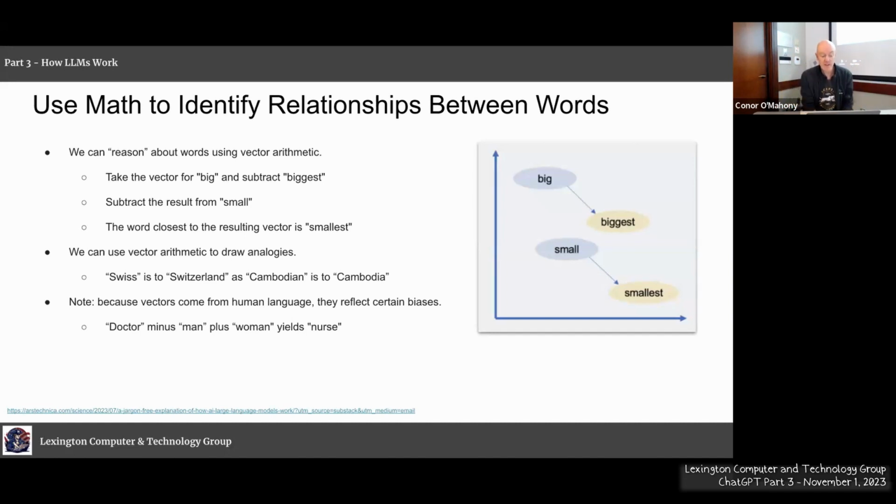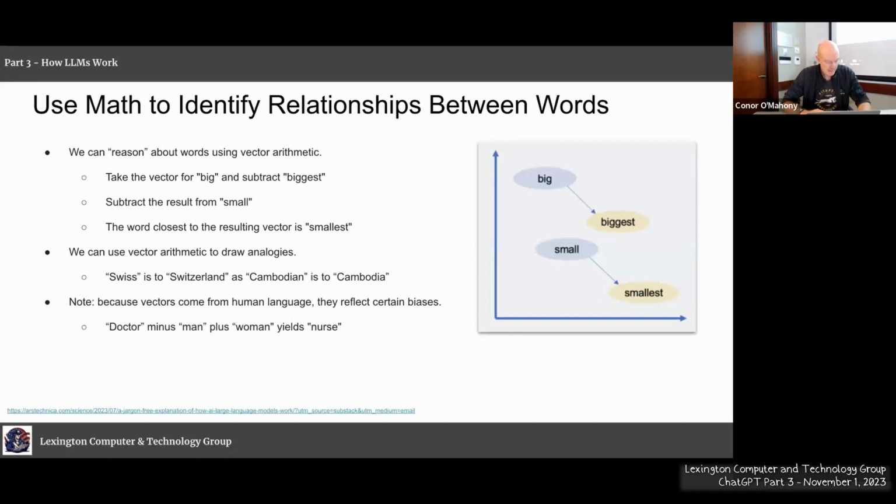But another thing to note is, because these vectors are coming from human language, they reflect certain biases. So for instance, if you do the math on doctor minus man plus woman, it actually doesn't come back to doctor, it comes to nurse. So there are some biases that exist there.